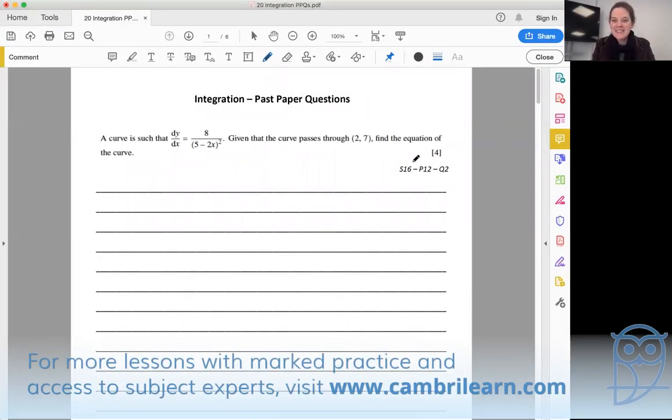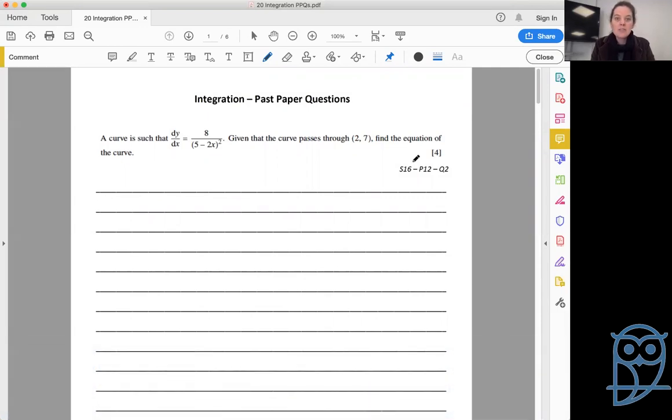Today's enjoyment is courtesy of integration. We're going to be working through some past paper questions using those tips and tricks and techniques that we talked about in the theory lesson last week. So I've got a selection of past paper questions. We have a limited number of questions we can do in 30 minutes, but hopefully this will give you a good idea of the spectrum of questions and we'll touch on all the different techniques.